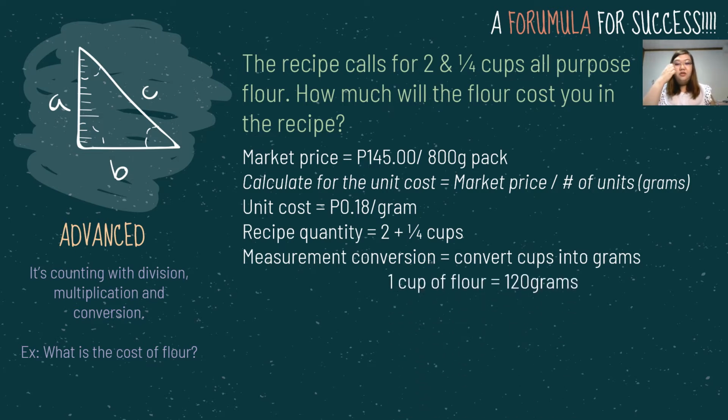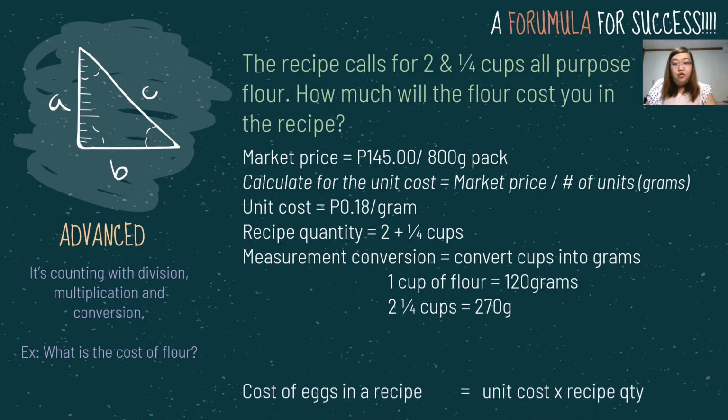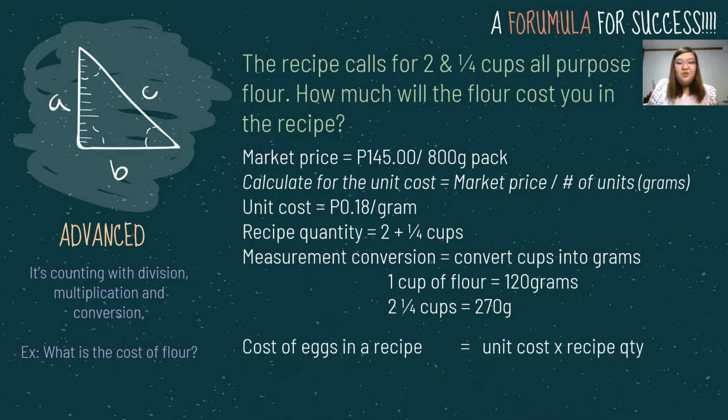Okay, so the measurement conversion, let's convert the cups into grams. Just type it into Google. 1 cup of flour is equal to what in grams? Google tells us that it's 120 grams for 1 cup of flour. So what do we need to do? We need to get the recipe quantity into grams. You just multiply it. So 2 1/4 cups is equal to 270 grams.